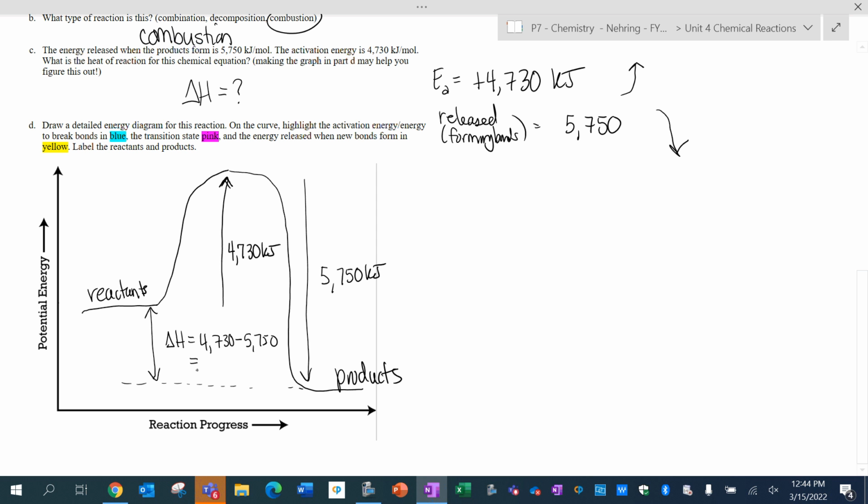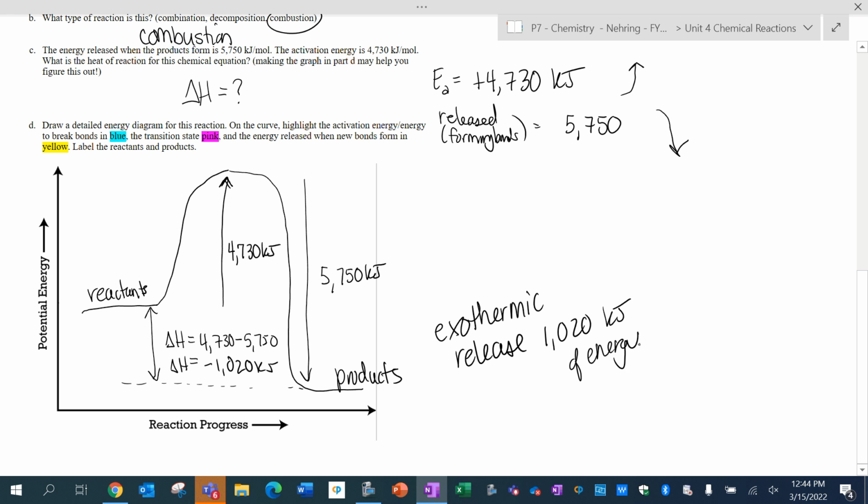So I'm going to bust out my calculator. So 4,730 minus 5,750, I get negative 1,020. So with this reaction, what we're seeing here, this reaction is exothermic, and overall it is going to release 1,020 kilojoules of energy. So that's why for exothermic reactions, delta H is negative. That's because it's giving off energy, so you end up with less energy than you started with.